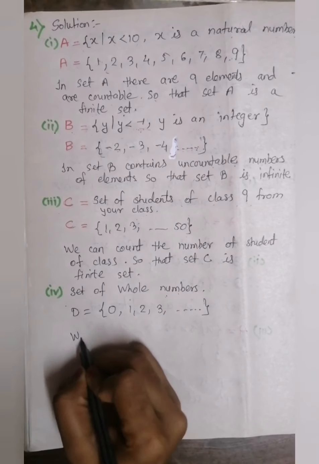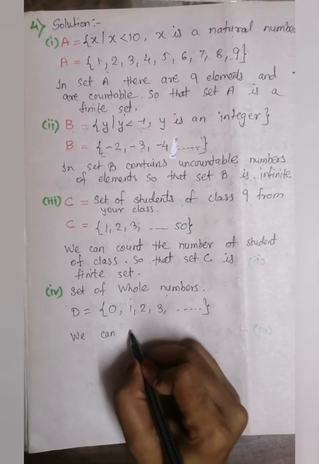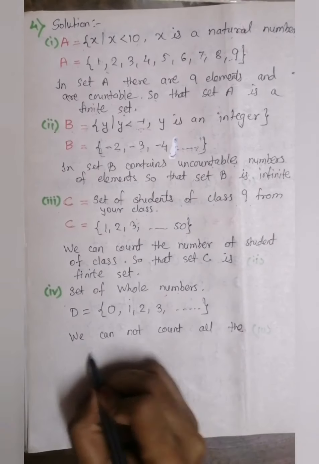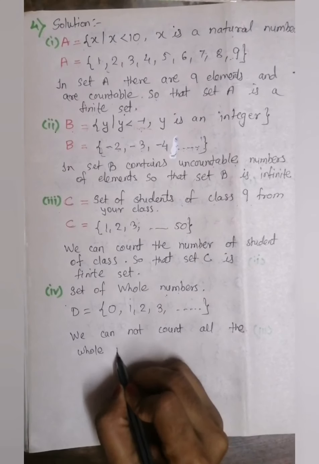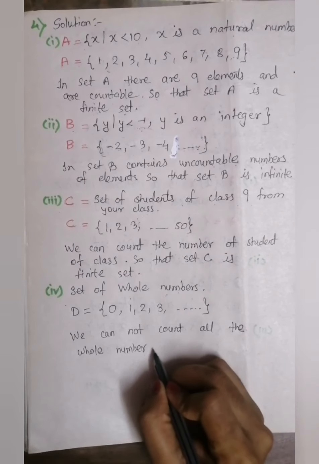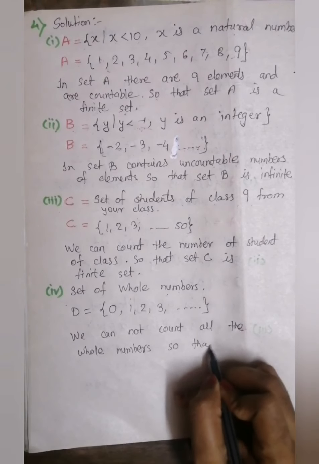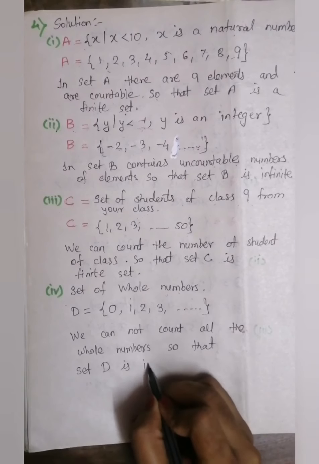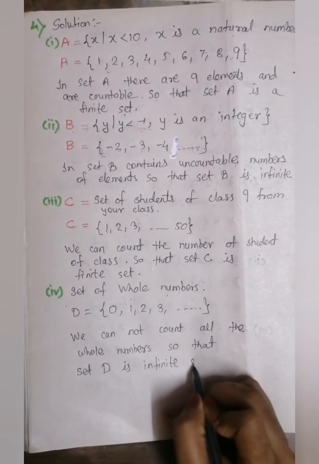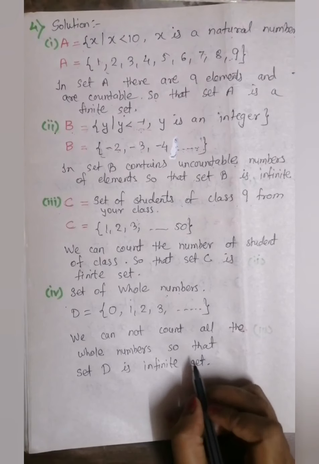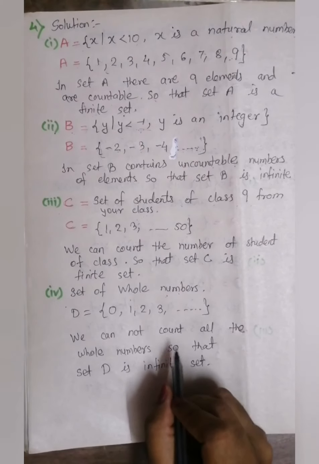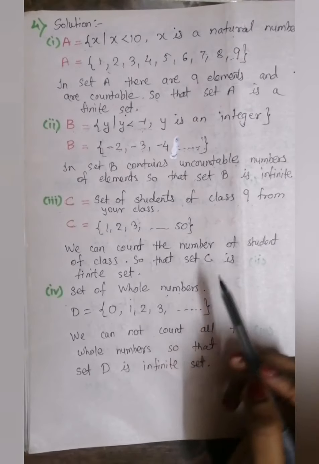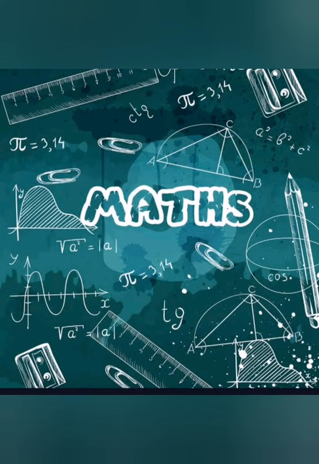So we have to write down the reason. We cannot count all the whole numbers, so that set D is an infinite set. Now students, this question number 4 is very important. Okay, thank you students. Good day.